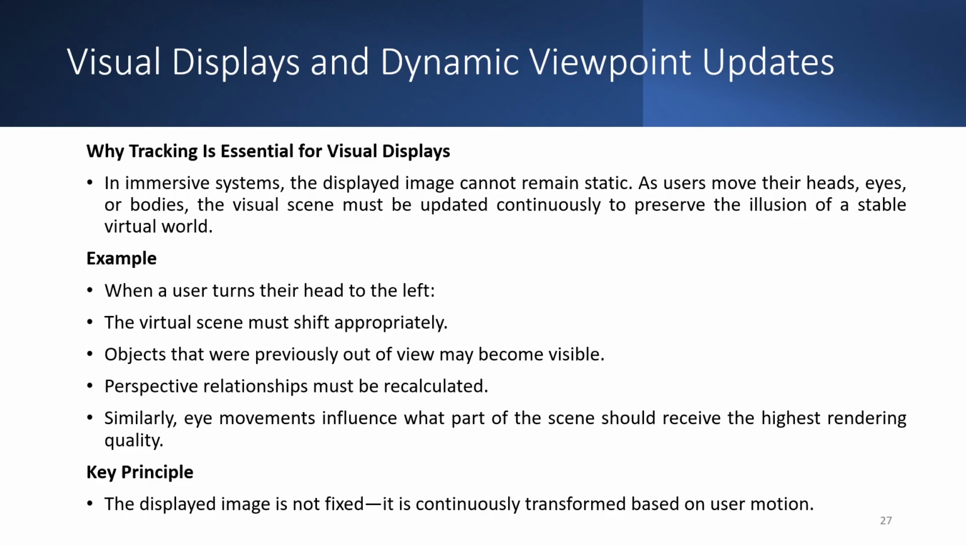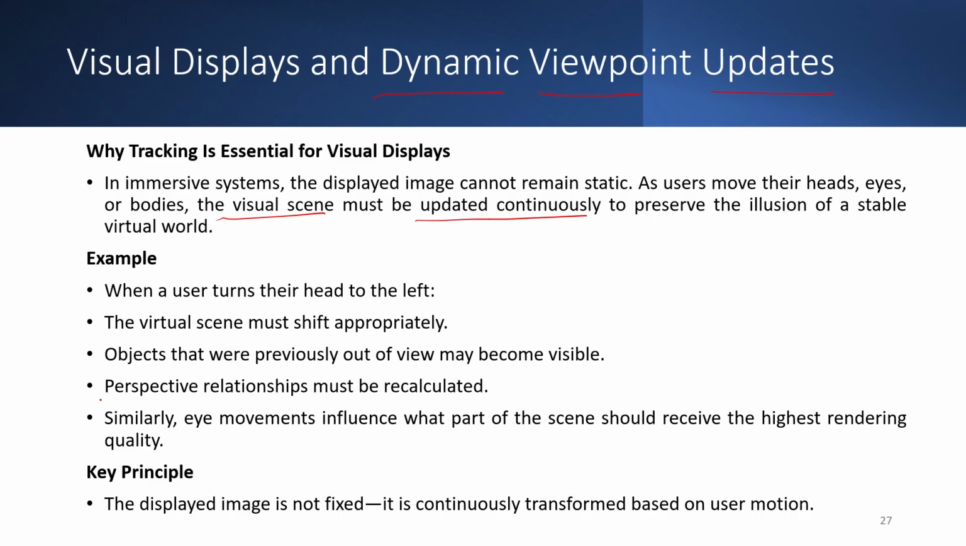Let us now understand the concept of dynamic viewpoint updates when it comes to visual displays. We do understand now that tracking is essential for visual displays. In immersive systems, the displayed image cannot remain static. As users move their heads, eyes or bodies, the visual scene must be updated continuously to preserve the illusion of a stable virtual world. For instance, when a user turns their head to the left, the virtual scene must shift appropriately. Objects that were previously out of view may also become visible. So, that is another thing that we may want to keep in mind.